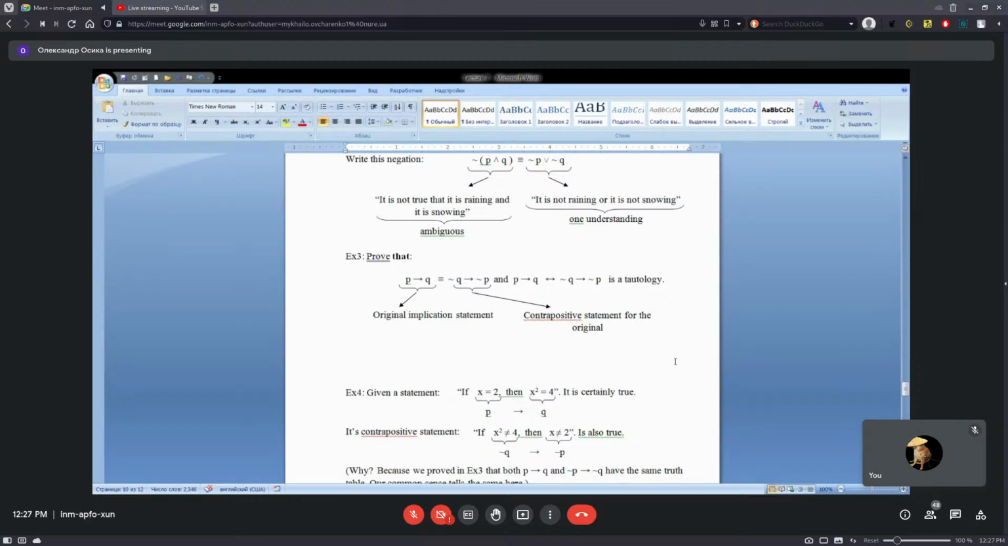Okay, now, for example, what is required is to prove that P implies Q has the same logical meaning as not Q implies not P. Such a statement is called the original statement. Well, it is given. And this, we said, is the contrapositive statement for the original conditional statement. What was the conclusion now becomes the premise with negation. And what was the premise is now used as a conclusion with the negation.